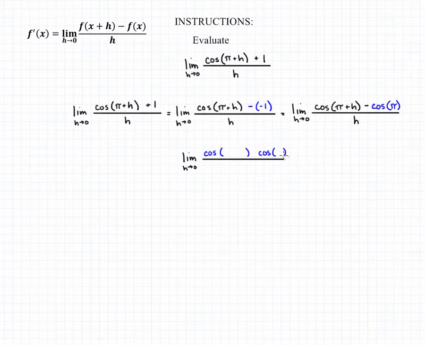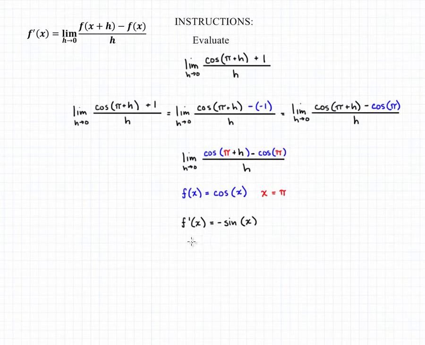So the function, our f of x in this case, is going to be cosine of x, and the value that we're plugging in is going to be pi. So if f of x is equal to cosine of x, and x in this case is equal to pi, we can now find f prime of x, which is the derivative of cosine of x, or negative sine of x, and then we can find f prime of pi, which will be the answer to our limit, by substituting pi in for x in our derivative function.